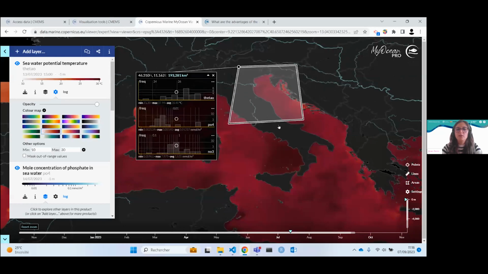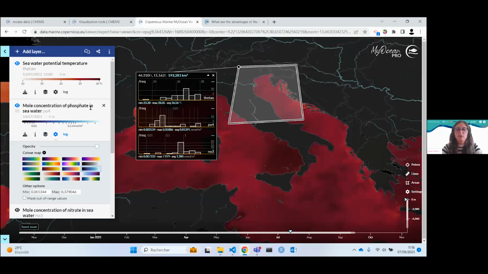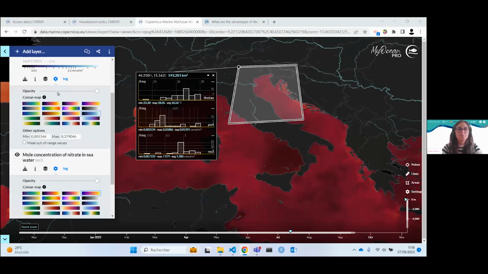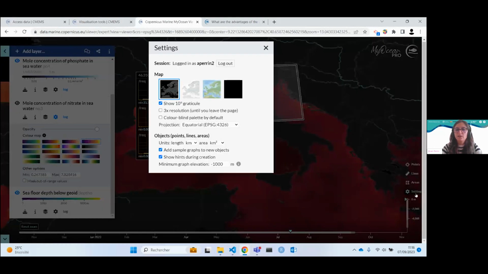Object creation is useful for visualizing graphs based on your open variable, but also for downloading this particular data. You also have the settings here, where you can, for example, log out. You can also change the base map color here, the projection and the units of your object and more.